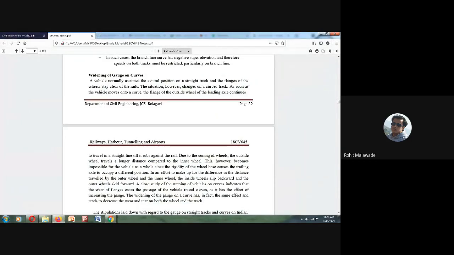The reason is that the situation changes on a curved track. A vehicle normally assumes the central position on a straight track, and the flanges of the wheels stay clear of the rails when in a straight position. Now, when we have curved tracks, the flange of the outside wheel leading to the axle is continuously going to rub against the rail.